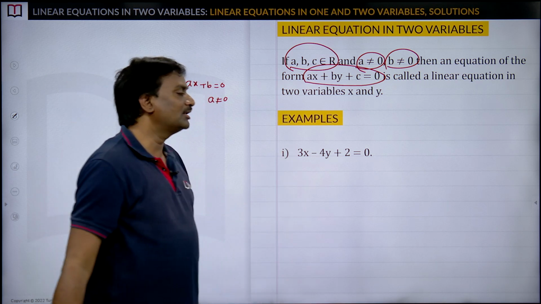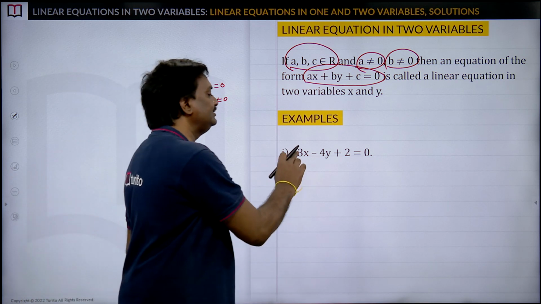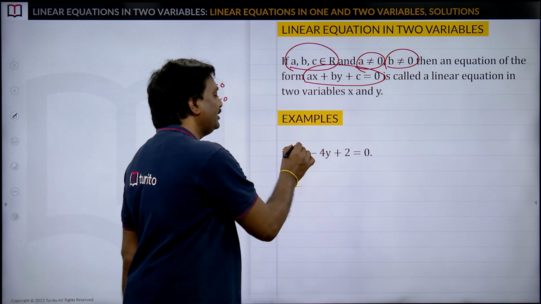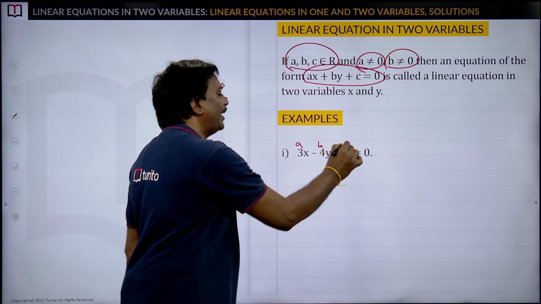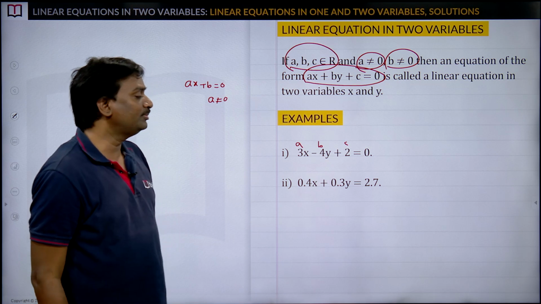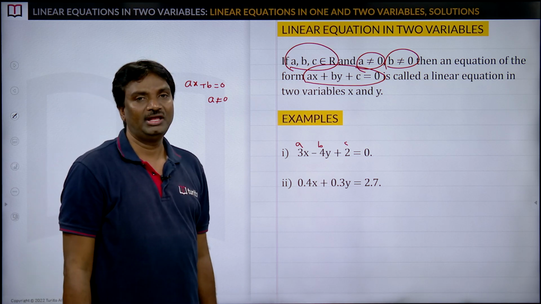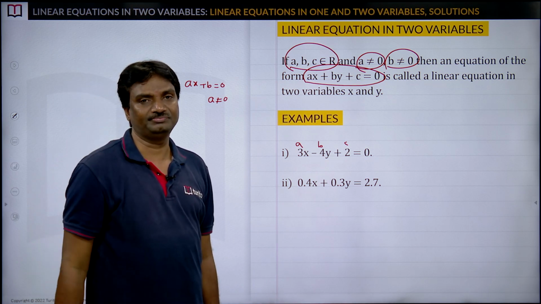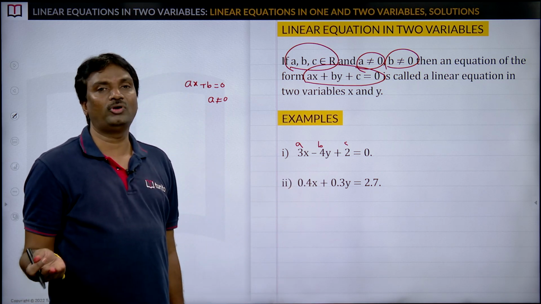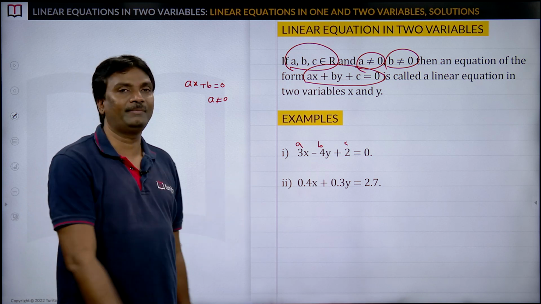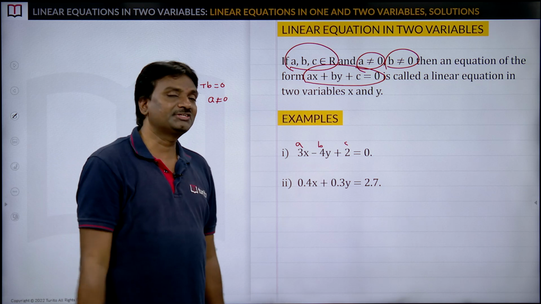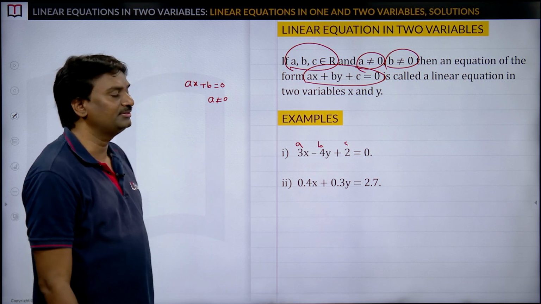Example, 3x minus 4y plus 2 equal to 0. This is exactly in the form of ax plus by plus c equal to 0, where a equal to 3, b equal to minus 4, c equal to 2. Next, 0.4x plus 0.3y equal to 2.7. You can take the numbers as you wish. It is not necessary to take integers. You can take positive integers, negative integers, rational numbers, irrational numbers, whatever the numbers may be, but the equation must be in the form of ax plus by plus c equal to 0.